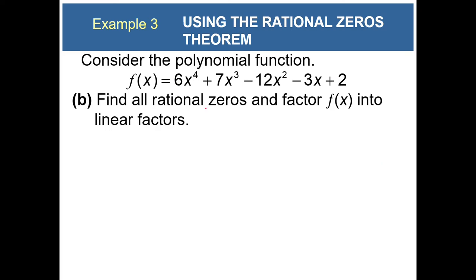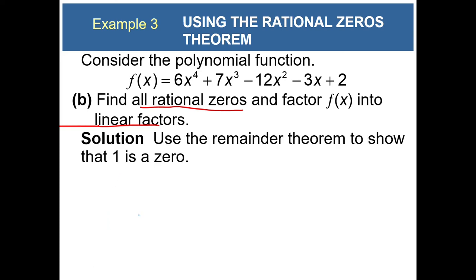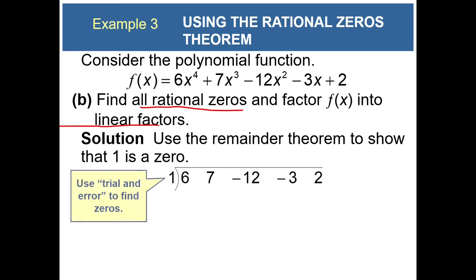Consider the polynomial function f of x equals 6x⁴ + 7x³ - 12x² - 3x + 2. Find all of the rational zeros and factor f of x into linear factors. Use the remainder theorem to show that 1 is a zero. Now we're using all of our possible rational roots from earlier, and we usually start with the easiest one. We start with 1. But then again, this is a trial and error method, so 1 might not work.